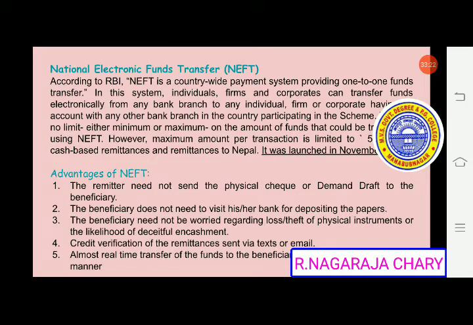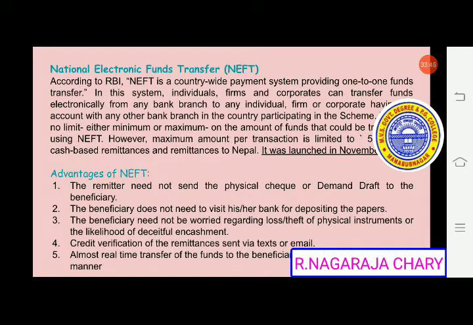papers. So the beneficiary does not need to visit for depositing the papers, because without a paper banks will not perform the activities. So that's why a single paper is not required to submit with the bank card.